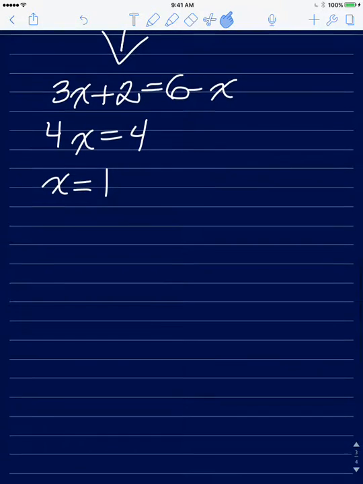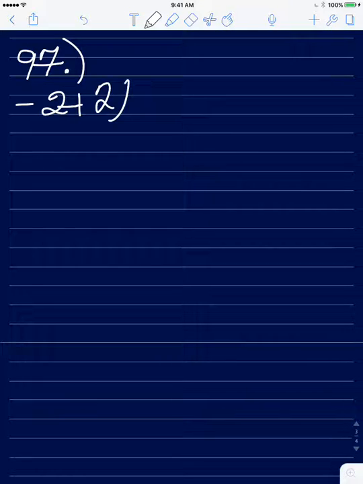Okay, let's do number 97 in the book. Negative 2 plus 2 times the natural log of 3x equals 17.